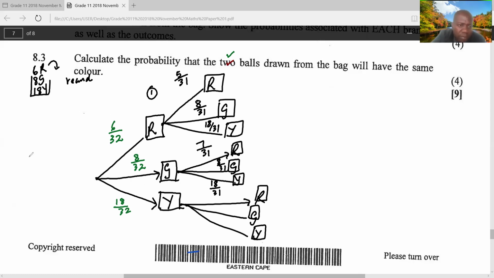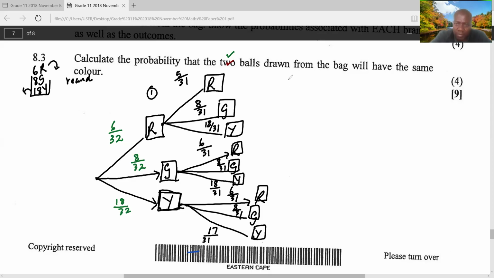No, not 7. I apologize here. It should be 6, not 7. Then now, if we got yellow for the first time, it means the number of yellows will not be replaced. So the probability of getting yellow for the second time will be 17 out of 31. Then getting red will be 6 out of 31. Green will be 8 out of 31.